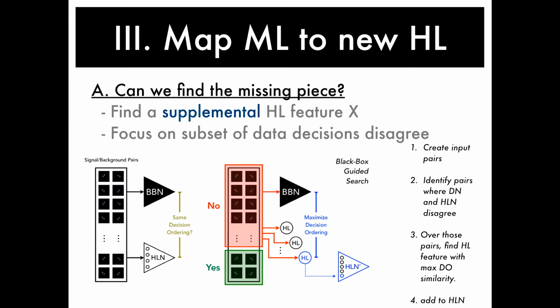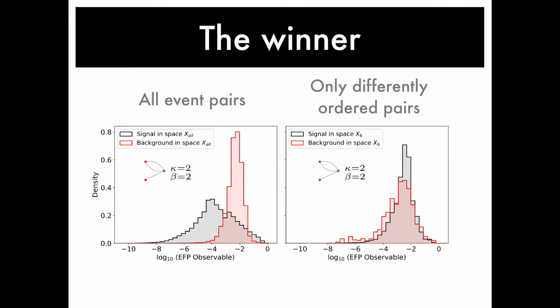So we said, let's focus on this subspace and find a new piece, a new tool, which can help us align best with our black box network, the deep network. The idea is then we would feed it into a next generation of our high-level network. So we found one. It's this feature here. It happens to look like this graph, and the exponents of the PT and the angle are 2. On the left, you see the distribution of signal and background from this observable. So clearly it has power to discriminate.